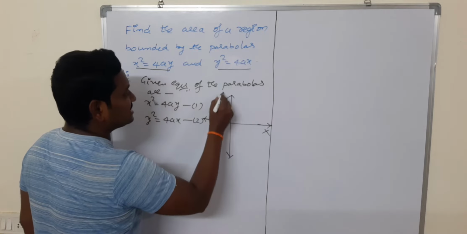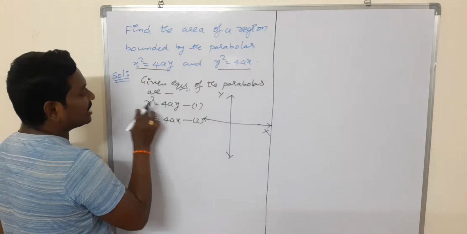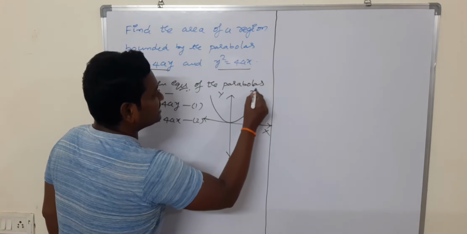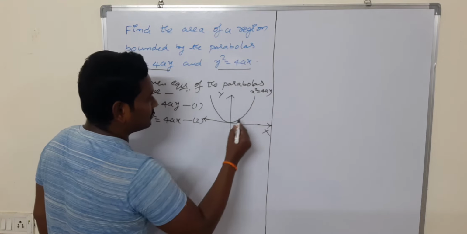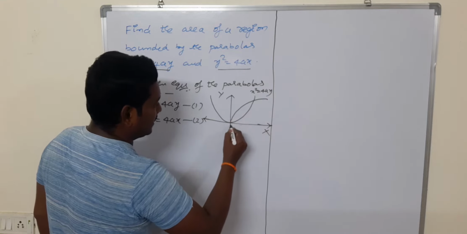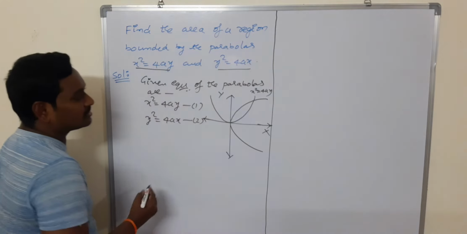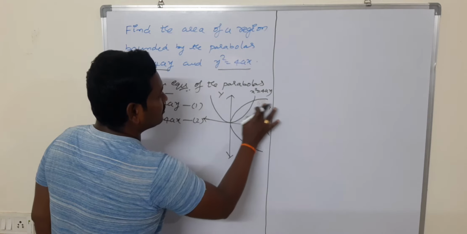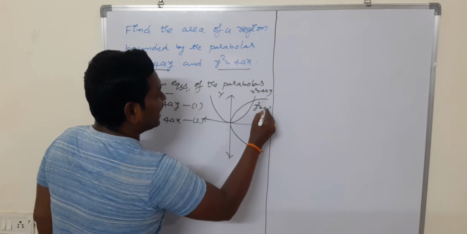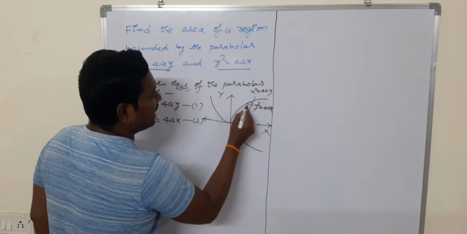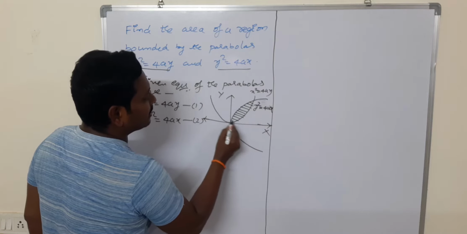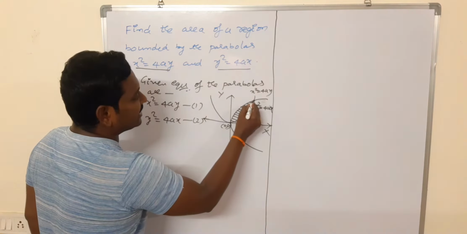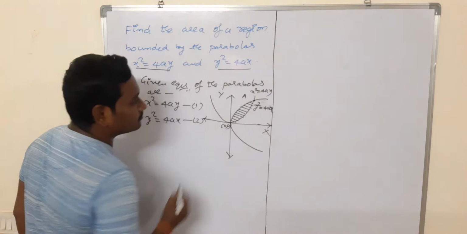This is the x-axis and this is the y-axis. First draw the upward parabola. This is x square is equal to 4ay, and this is the right-handed parabola, which is y square is equal to 4ax. Our region is bounded by both these parabolas. One intersecting point is the origin. It is enough to find the other intersecting point A, which is here.